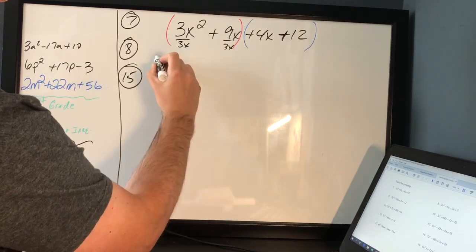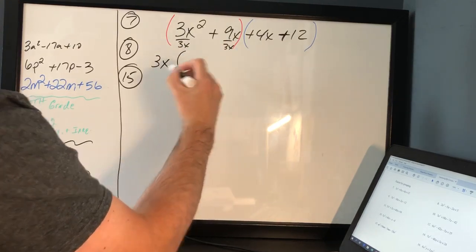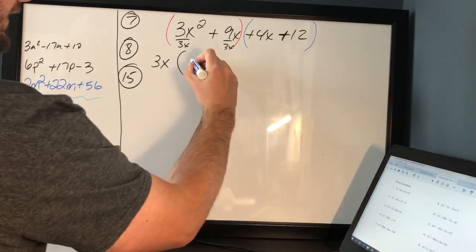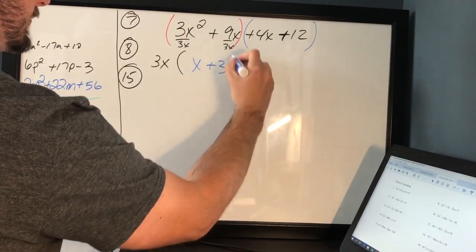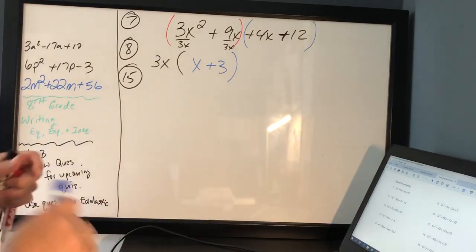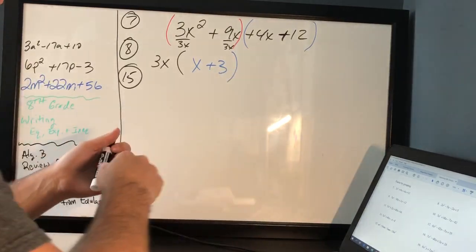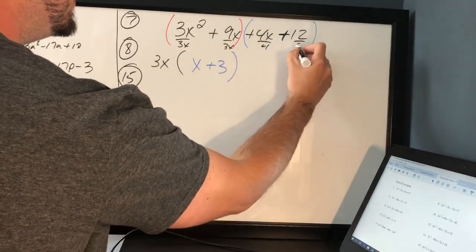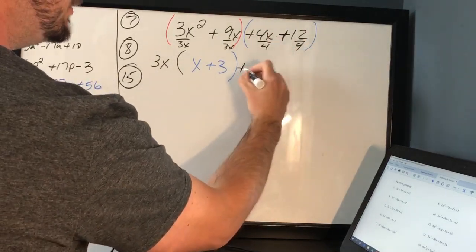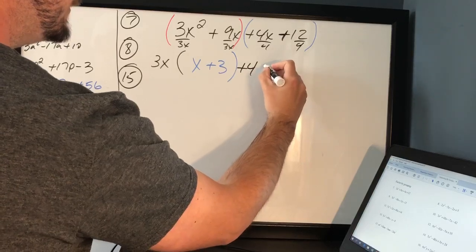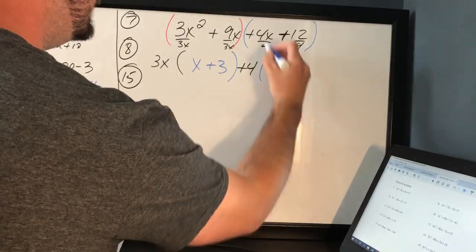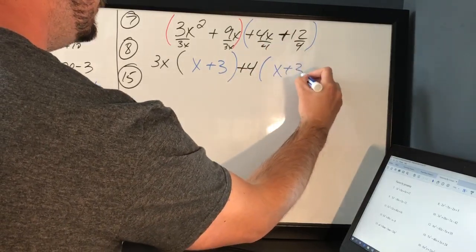So we're going to factor out a 3x. And when we do that, we're left with x plus 3. Okay? All right. So what do 4x and 12 have in common? Well, they're both divisible by 4. And it's a positive 4, so I'm going to put plus 4 right here. Okay? And then, when you divide that, you get x plus 3.